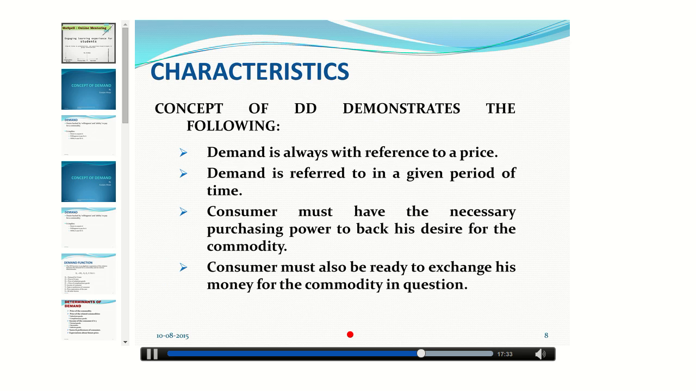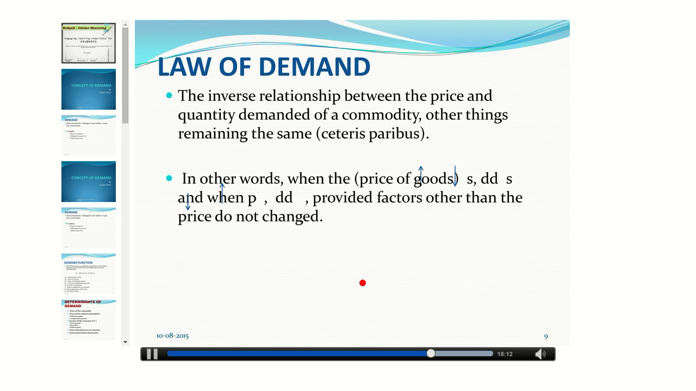Let's learn about the characteristics of the demand. Demand is always in reference to the price, as we always calculate the demand on the basis of the price. Demand is referred to a given period of time; we calculate it on the basis of a particular time. Consumers have the necessary purchasing power, backed by an ability to buy the product. That is very important. And the consumer must also be ready to exchange money for the commodity in question, meaning a consumer should have money to get things in exchange.